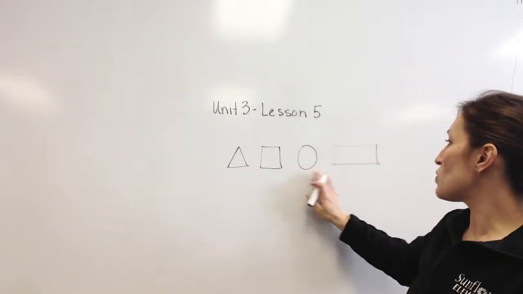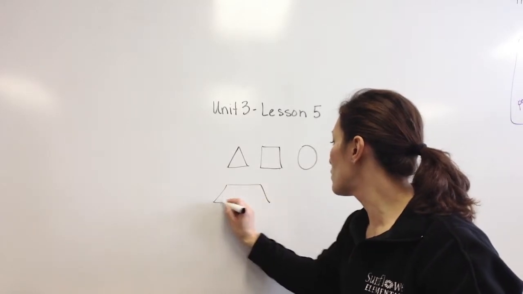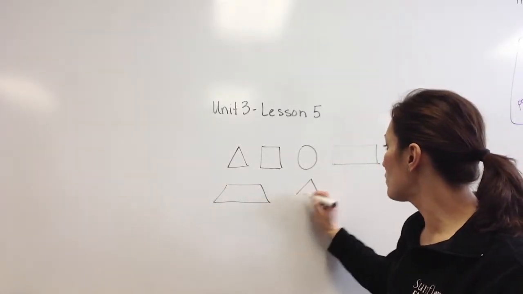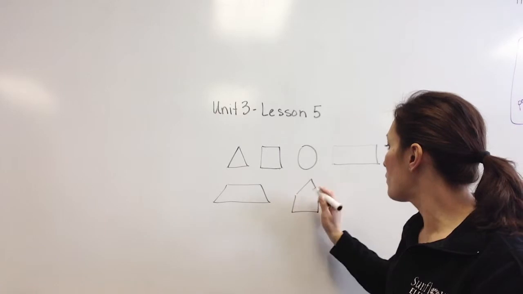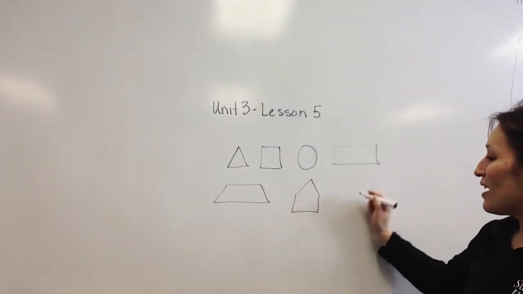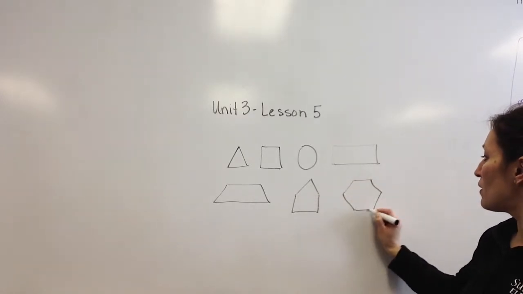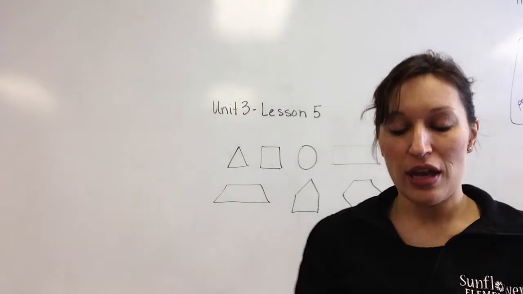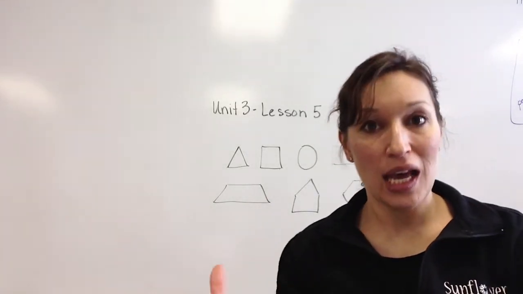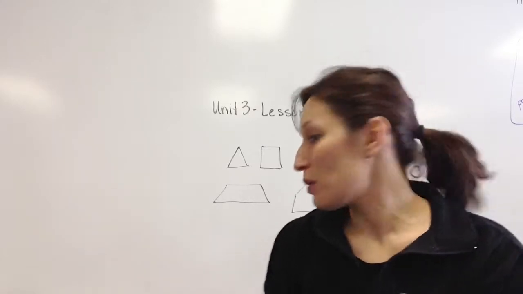Triangle, square, circle, rectangle, trapezoid. Miss Reed needs to make that better. There we go. Pentagon. And the last one, hexagon. Okay? Now these shapes we can measure, and we've been talking about measuring words and what it would look like if we were measuring them.